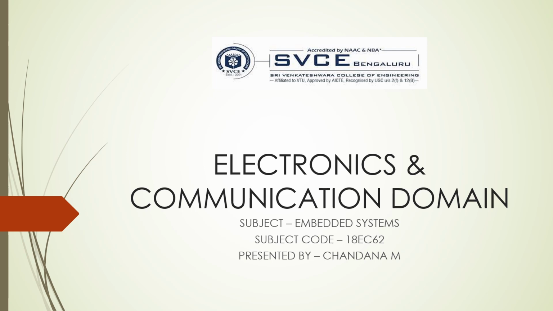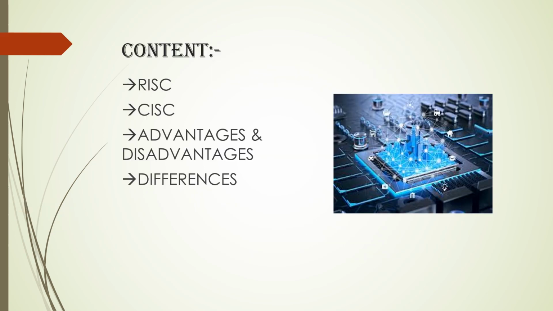An embedded system is a computer system, a combination of computer processor, computer memory, and input-output peripheral devices, that has a dedicated function within a larger mechanical or electronic system. Let us see what are the contents that are going to be discussed in today's session. In today's session, we will be discussing RISC, CISC, advantages and disadvantages of RISC and CISC, and their differences. Let us see their explanations one by one.